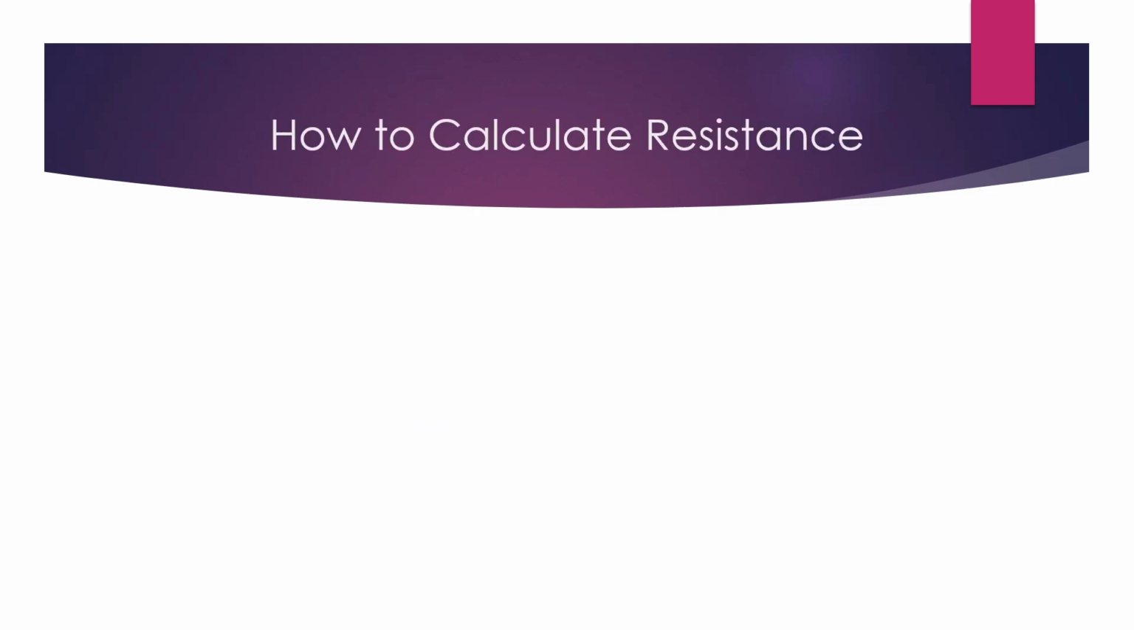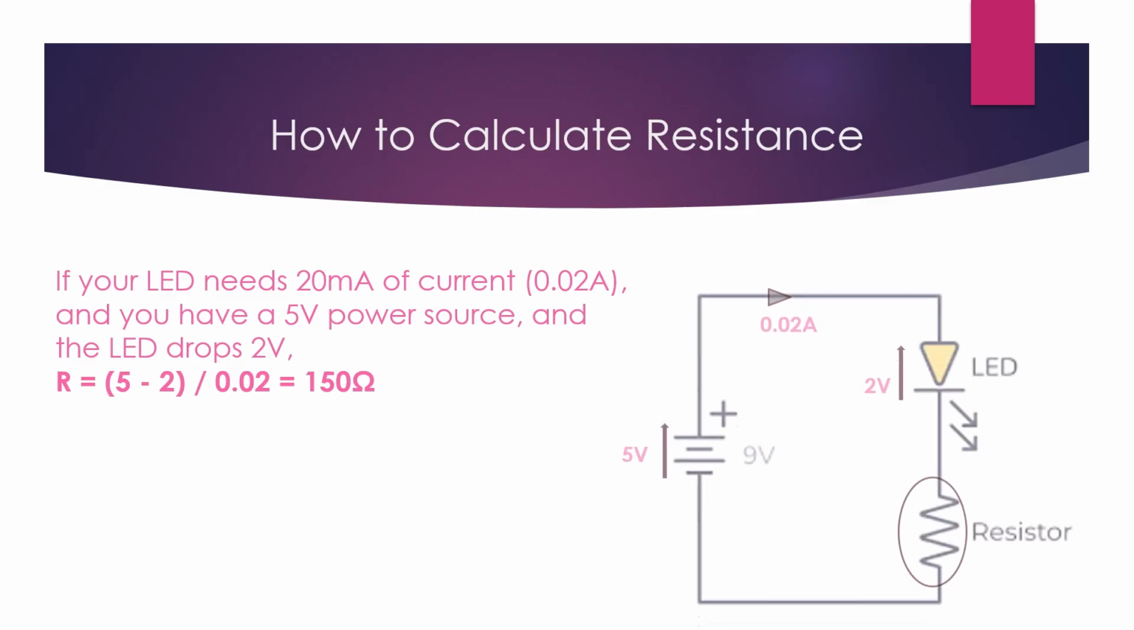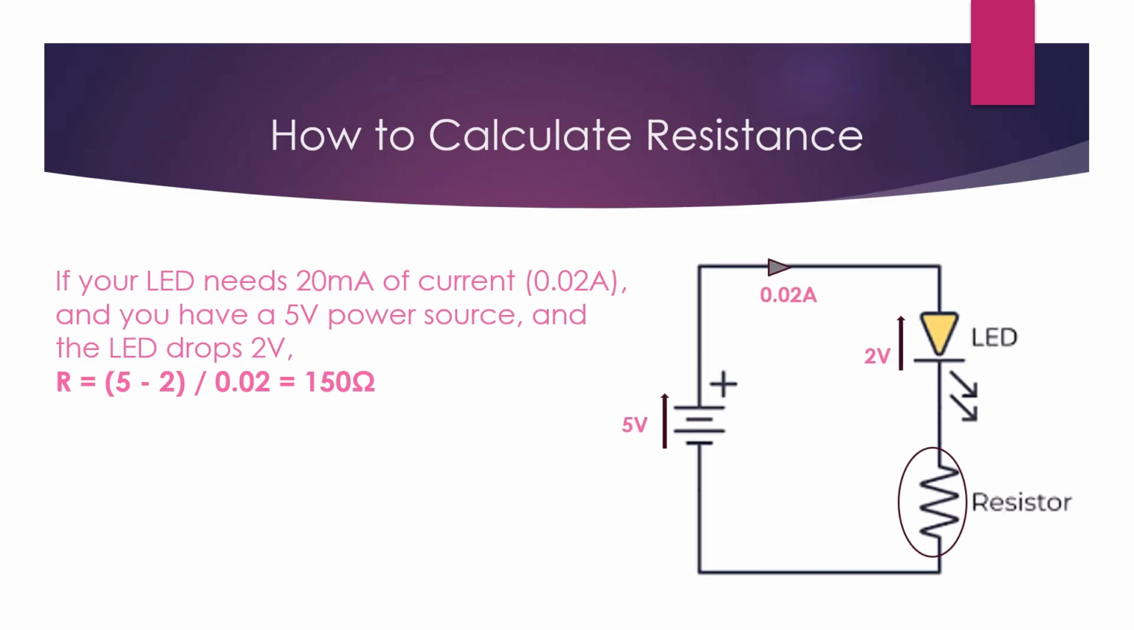Example: if your LED needs 20 milliamperes of current, and you have a 5-volt power source, and the LED drops 2 volts, R equals 5 volts minus 2 volts, divided by 0.02 amps, equals 150 ohms. So, you need a 150 ohm resistor in series with the LED.